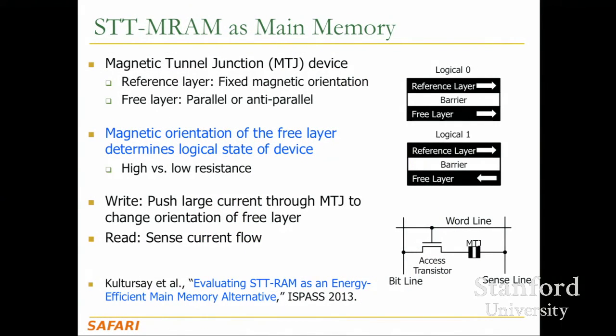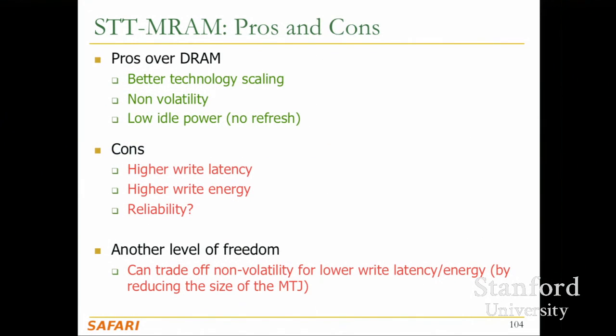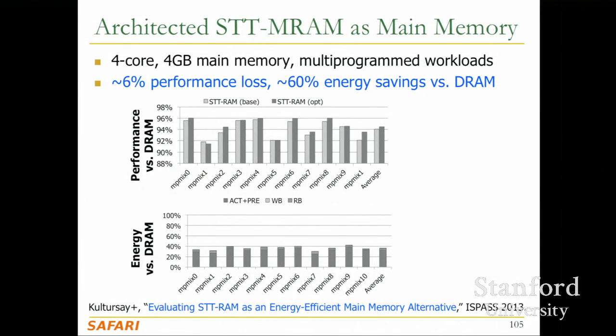I'm going to skip this, but we examined STT-MRAM as part of your main memory. And the results actually are better, because the cons of STT-MRAM compared to phase-change memory, at least at this point in time, are much smaller. You have higher write latency, but you don't have the read latency problem. You don't have the read energy problem. And you don't have the endurance problem. As a result, your performance loss is not as high, and your energy savings are much higher. If you're interested, you can take a look at the paper.